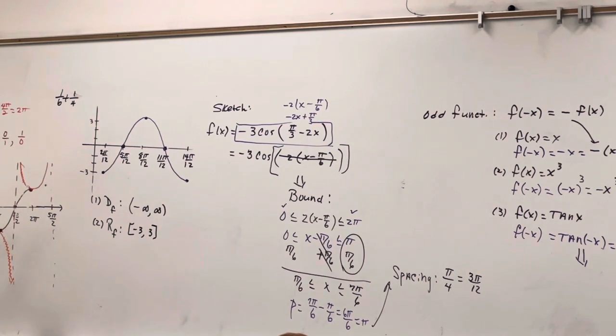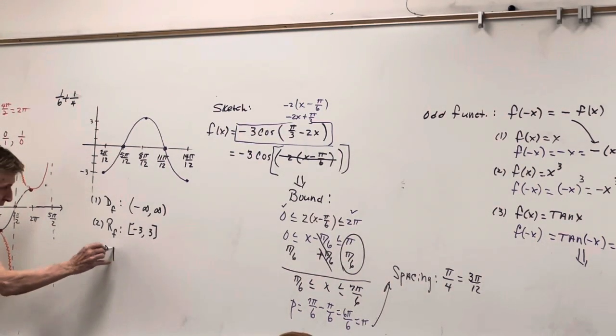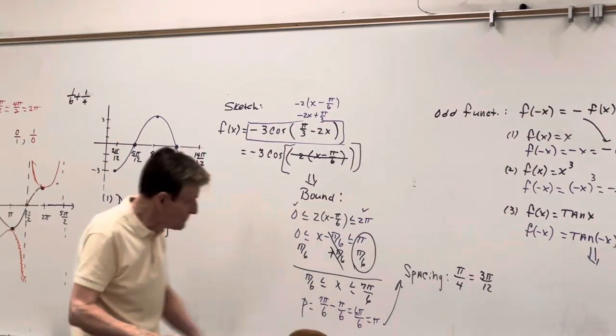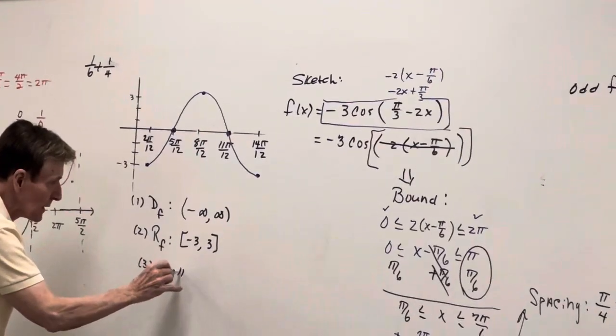Now, do I have my purple graph? You draw another cycle for me. It's going to drop down to a negative 3 up to a positive 3. Number 3, the period. I think we determined the period earlier to be the ending minus the beginning, the time. That's the period of the graph.